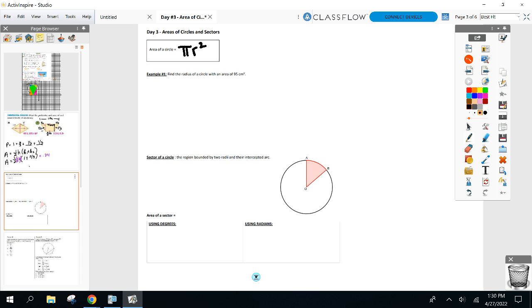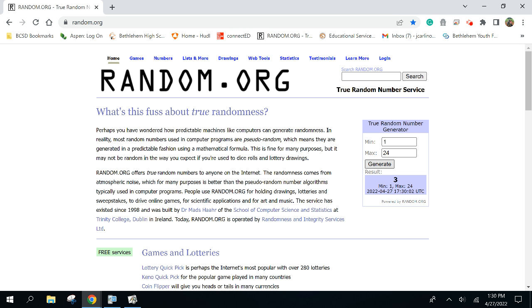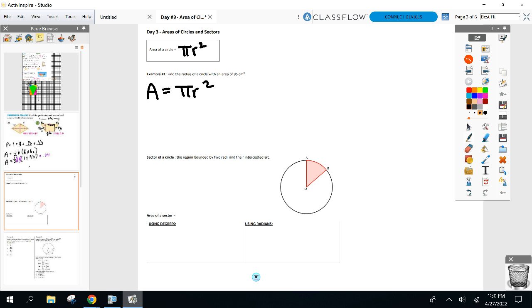Set up number 1 for me. I'm not going to read it to you. And set it up, and then we'll solve it together. Okay. Here's the area. Find the radius. Where'd you put the 95? 22, where'd you put the 95? In the area. Darn right you did.